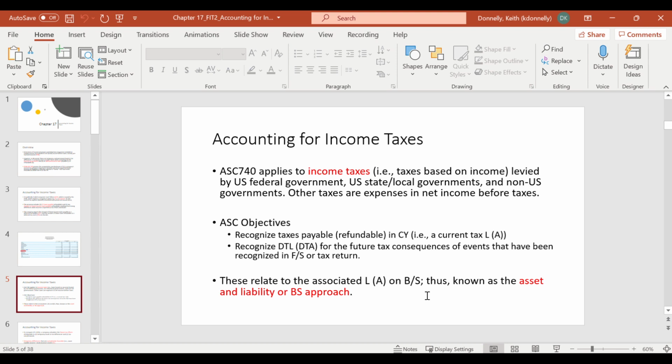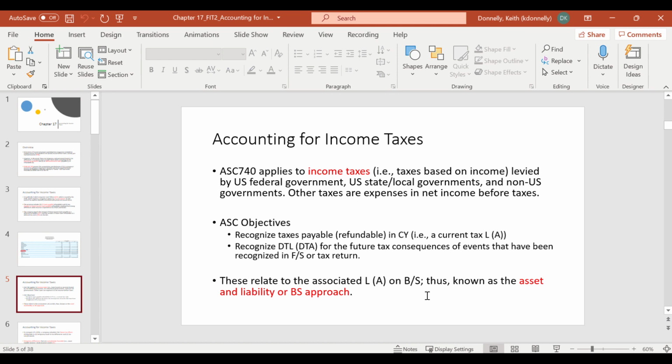Other taxes, like franchise fees or maybe gift taxes, if there's another tax applied to you, those are expensed out basically before you reach the PTBI number. So when we're dealing with the provision, this is just the provision for income taxes, namely taxes based on income.